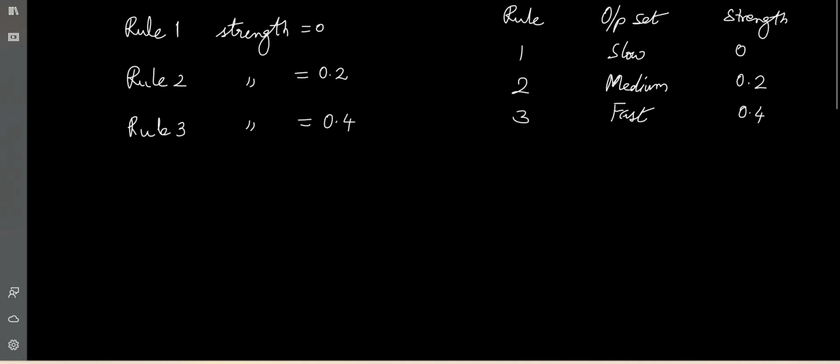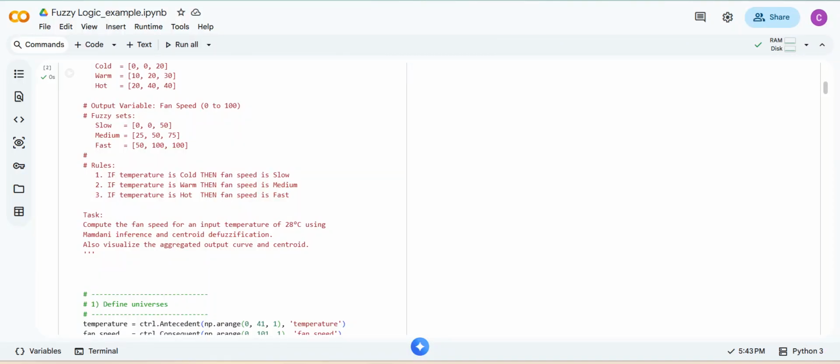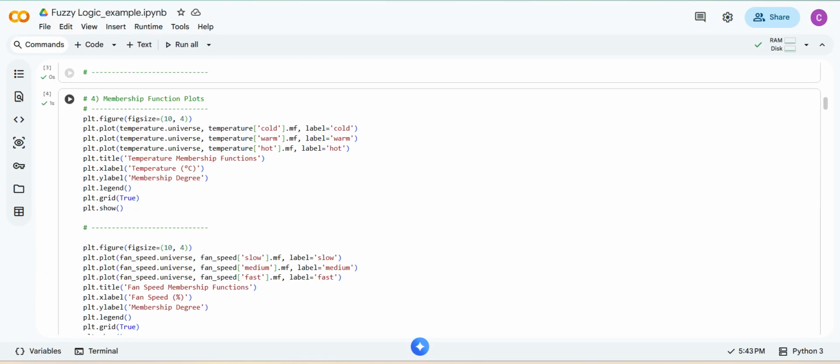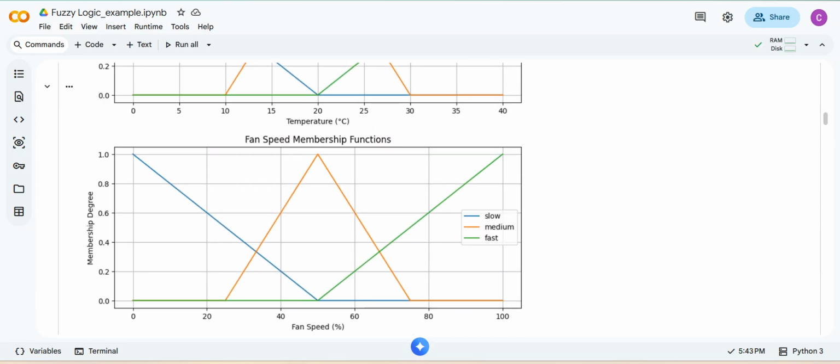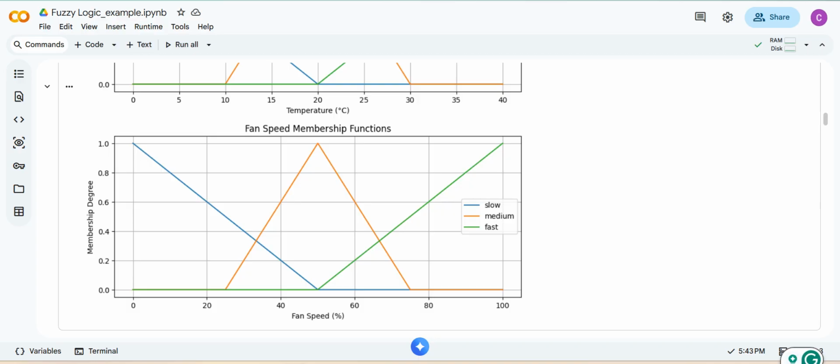Okay, now as we can see in the graph of the membership functions of the output, we can clip the graph at the appropriate level. What do I mean is that if I go to the fan membership functions, this one, the medium triangle needs to be clipped at 0.2 because the membership rule strength for this second rule is 0.2.